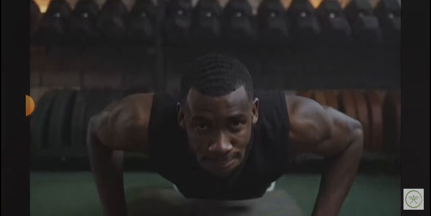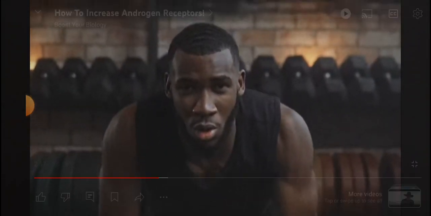So keep in mind that high load full body exercise increases the effect your androgen receptors have on your DNA. Yes, I know that. Full body exercises.